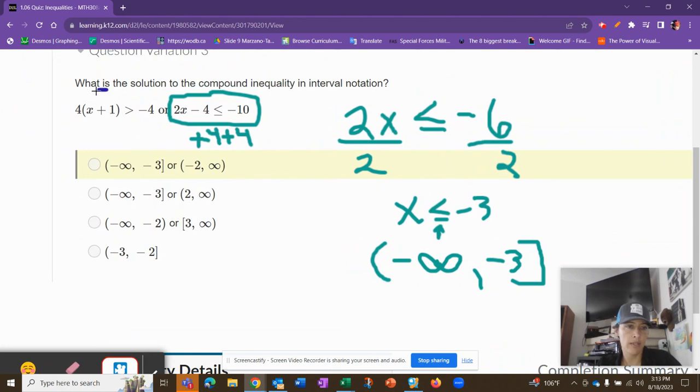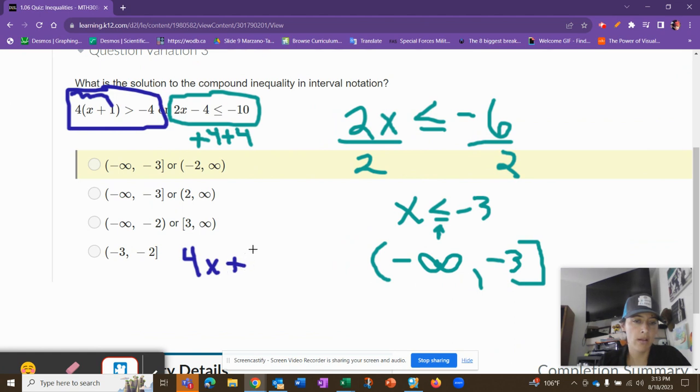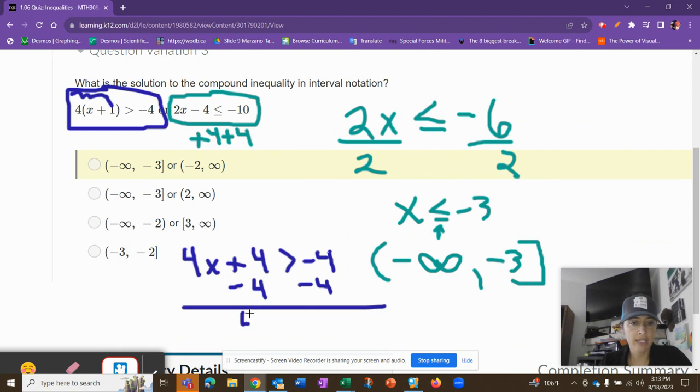So let's solve this one. 4 times the quantity x plus 1, we're going to distribute. We'll end up with 4x plus 4. All I did was multiply each term in the parenthesis by 4. 4 times x is 4x. 4 times 1 is 4. I'm now going to subtract 4 from both sides. Subtracting is fine. I don't switch the inequality. I'm just trying to get x alone, all by itself. No friends, no family, nothing.